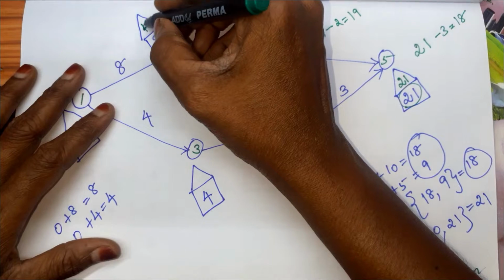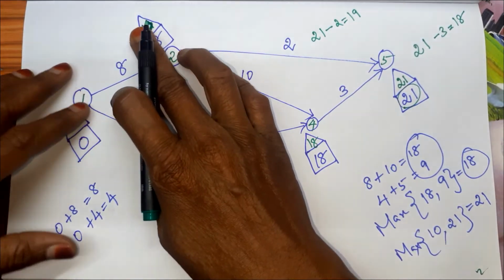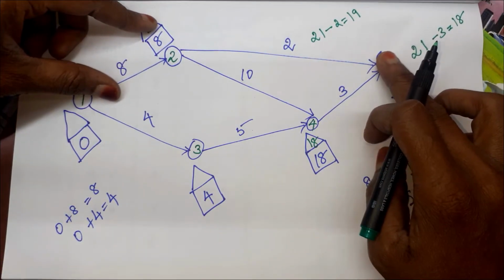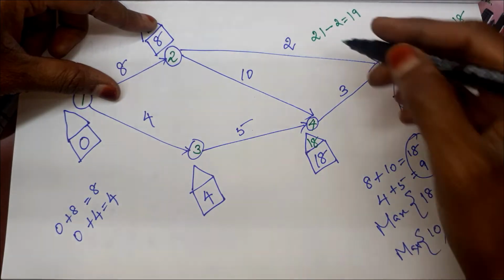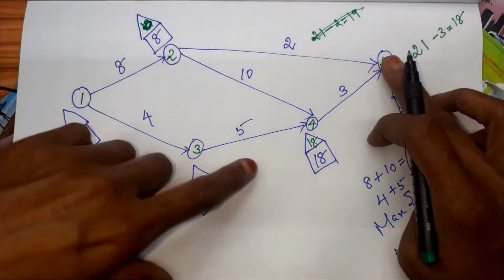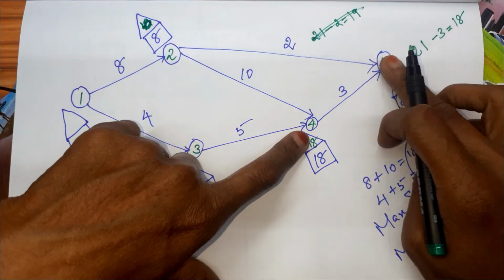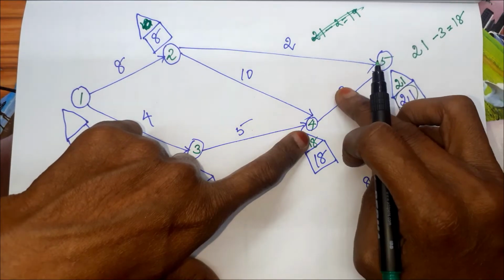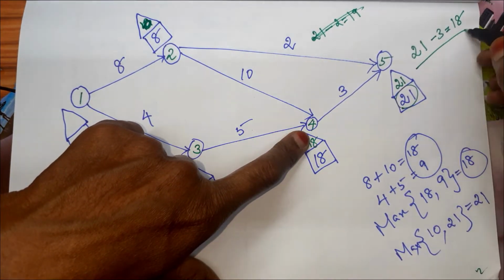I'm sorry, here I have made a mistake. This one we are not supposed to fill now. From 5, I have taken the value as this one. Now it is not done. 5 to 4 I have done. From 5 it is 21. 21 minus 3. So 21 minus 3 is 18.